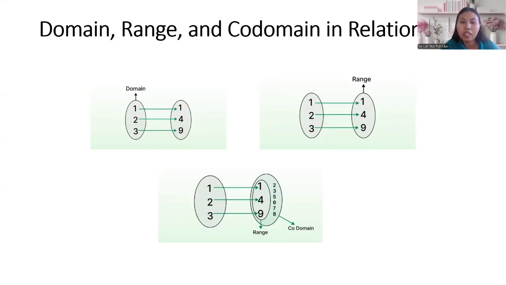Okay, the last, codomain. Now, we define the codomain of the relation R as the set B of the Cartesian product A times B on which the relation is defined. Now it is clear that the range of the relation is a proper subset of the codomain.